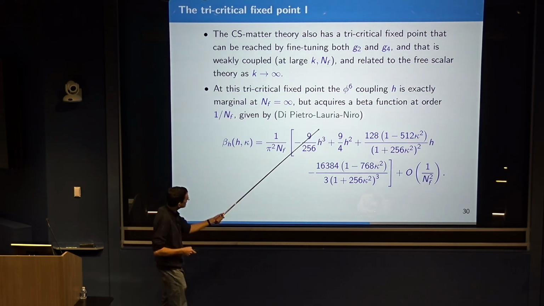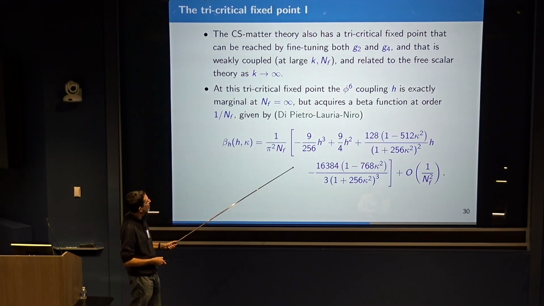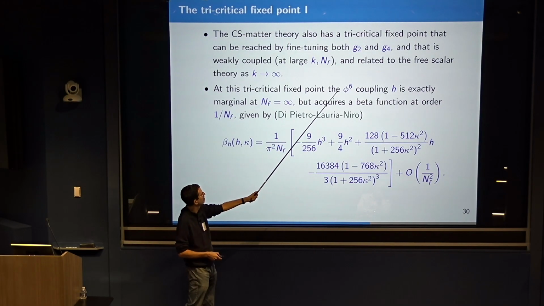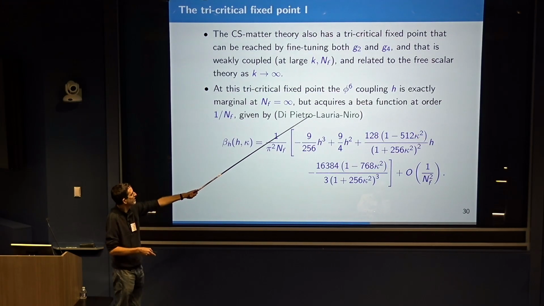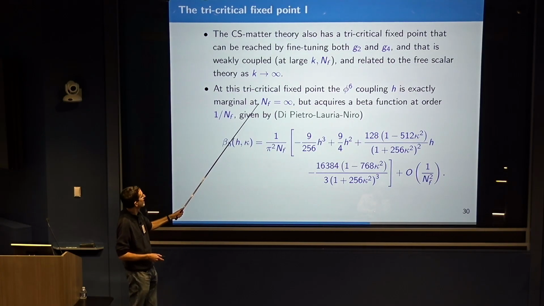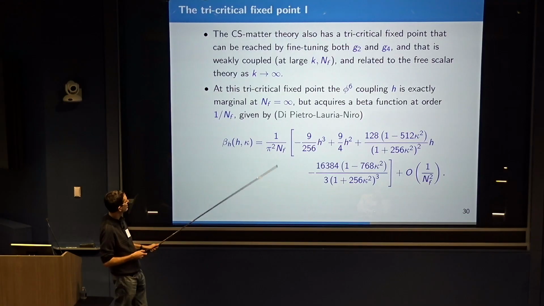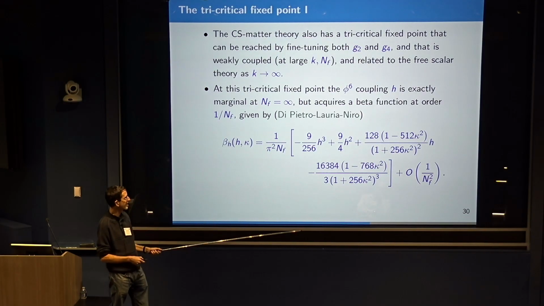So the issue in this case is, once again, that because we have a weakly coupled theory, we have this extra parameter that is close to being marginal, which is the coefficient of the phi to the sixth coupling. And actually, if we go all the way to infinite number of flavors, then this parameter is exactly marginal. So here we'll be interested in taking NF large, but not all the way to infinity. And if it's large, but not all the way to infinity, then this parameter does have a small beta function that can be exactly computed.